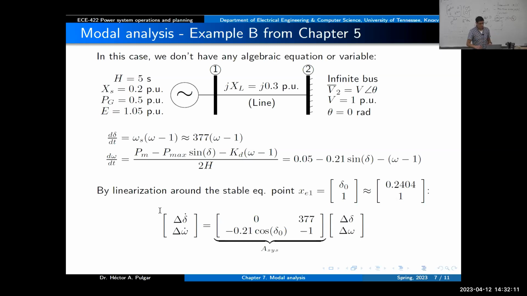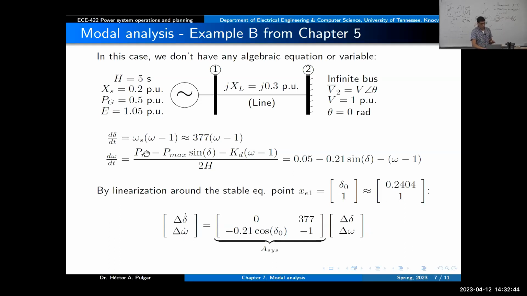Example, we have a few more minutes. This is the single machine infinite bus system. And to start with, let's use the classical model. We know this is not a model we use for real systems, but it's simple, and it's good as a starting point. Why is it so good? Because we just have 2 state variables and no algebraic variable. It's very simple. This is the set of equations, and we did it before in chapter 5.